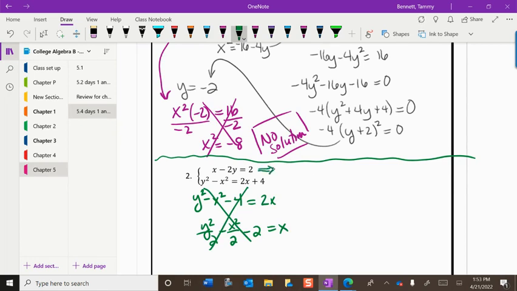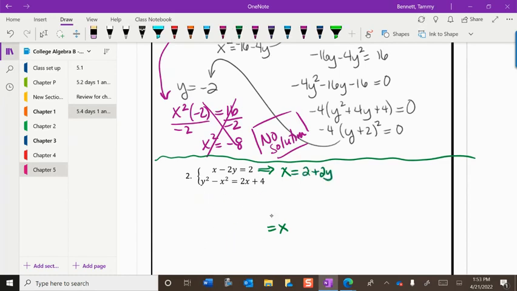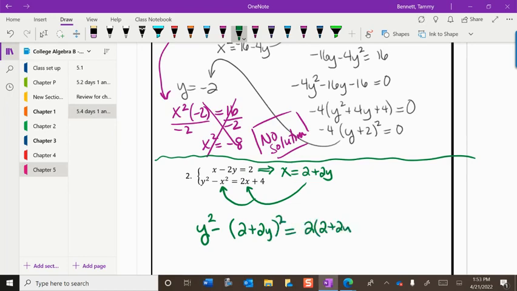Let's solve that one for x. So x would equal 2 plus 2y. I'm guessing this is a whole lot cleaner, so I'm going to get rid of this. And let's substitute in for that x and that x. Still not nice, but it looks better. So I have y squared minus (2 plus 2y) quantity squared equals 2 times (2 plus 2y) plus 4.